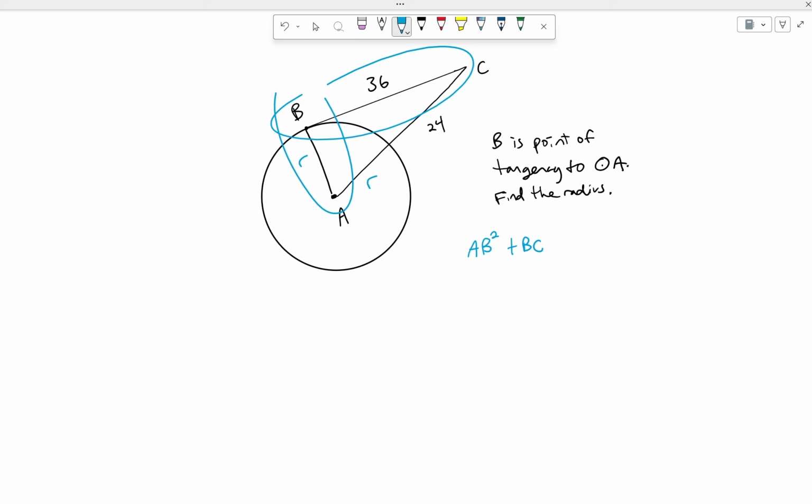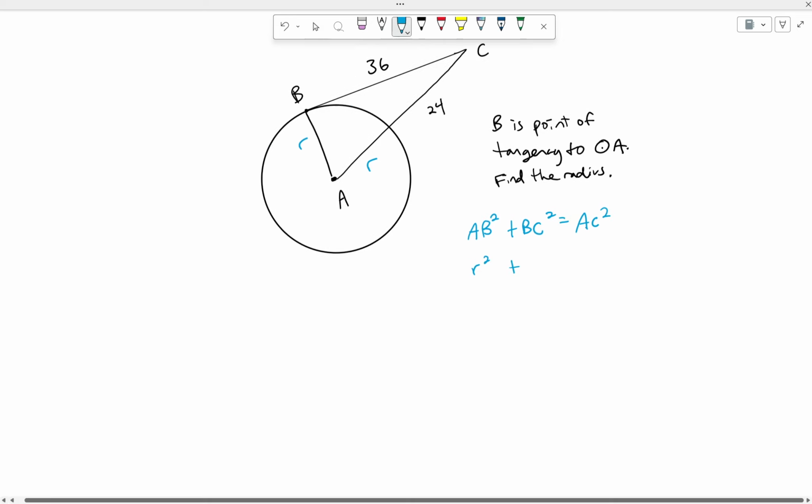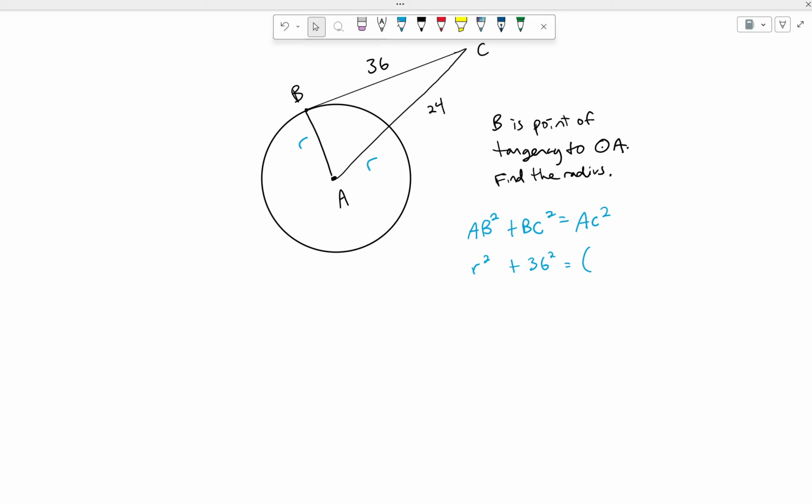These two legs can be equal to AC squared. Now, how do we create each of these? Well, we're going to do it through segment addition. AB is merely R, so R squared. BC is 36 squared, but AC is equal to R plus 24 squared. All right. So we have a little bit of algebra to do here.